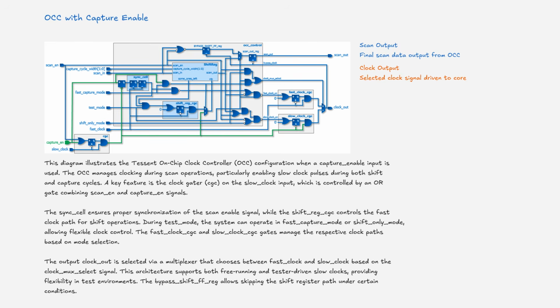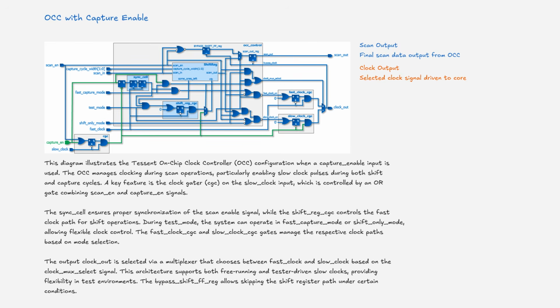The synchronization cell ensures proper synchronization of the scan enable signal, while the shift register clock gator controls the fast clock path for shift operations. During test mode, the system can operate in fast capture mode or shift-only mode, allowing flexible clock control. The fast clock gator and slow clock gator manage the respective clock paths based on mode selection.